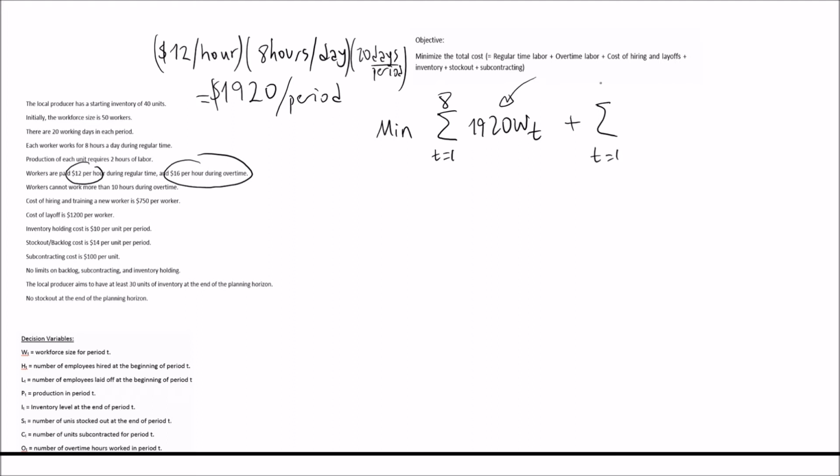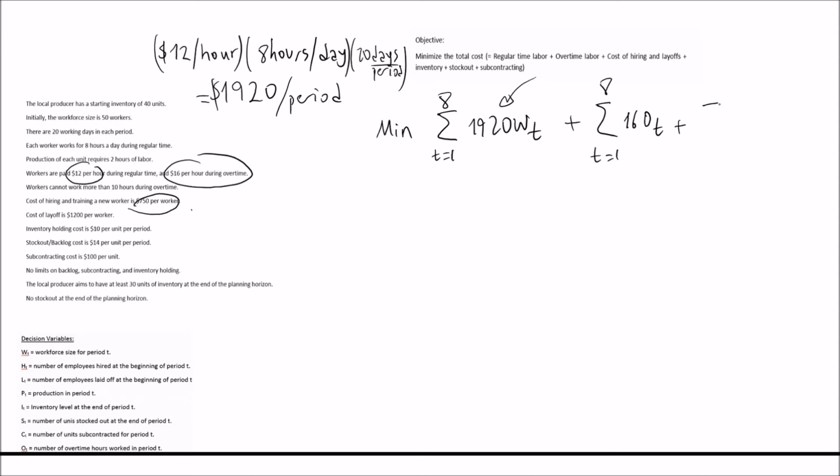So summation for each period, we are going to pay 16 OT. So OT is the amount of overtime hours worked, and for each hour we are going to pay $16. Therefore, this summation is going to give me total money paid for overtime labor plus cost of hiring. How much do we pay when we hire and train a worker? That is given here. The cost of hiring is $750 per worker.